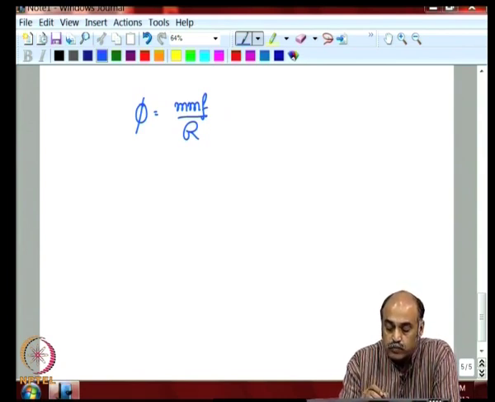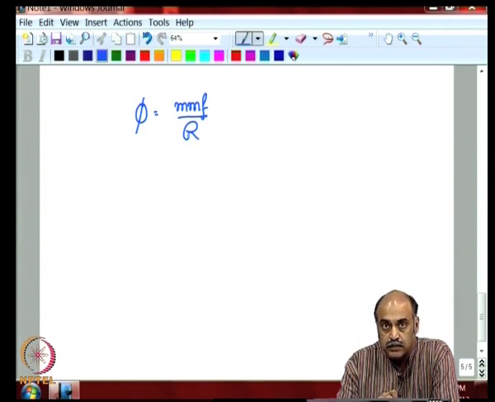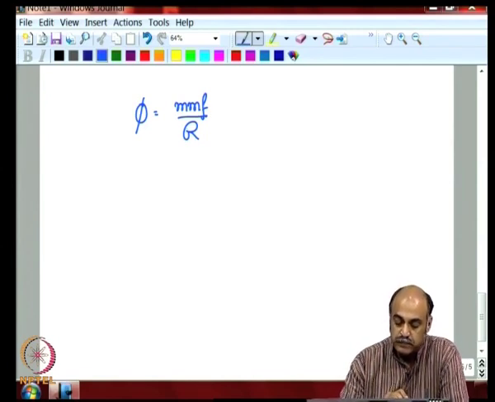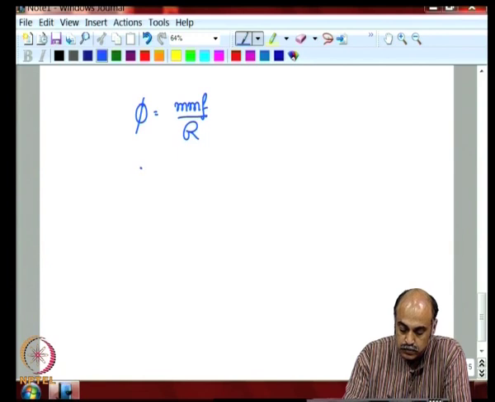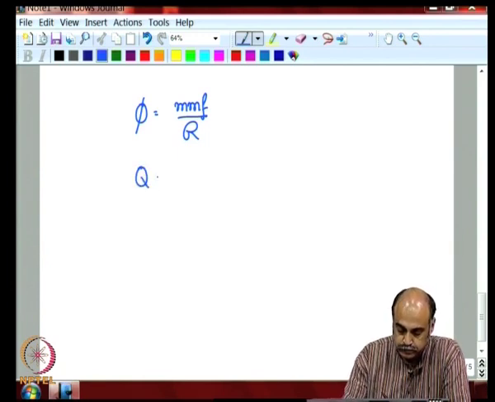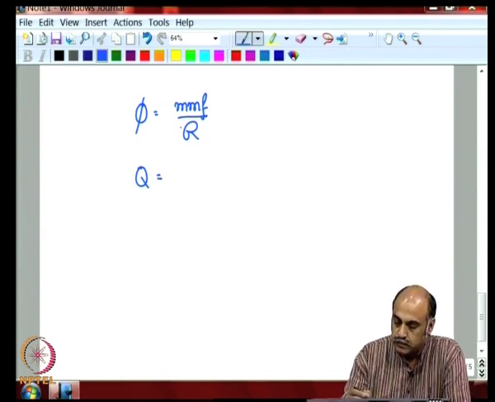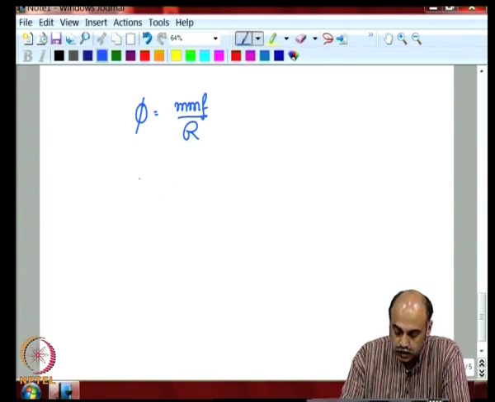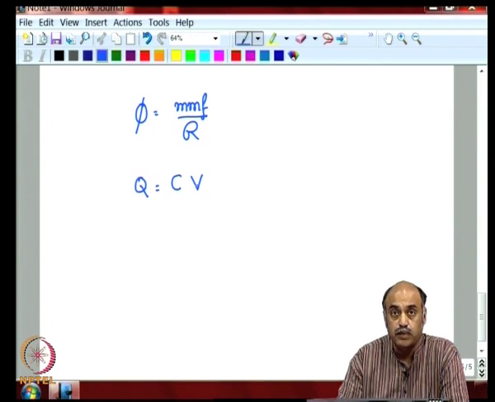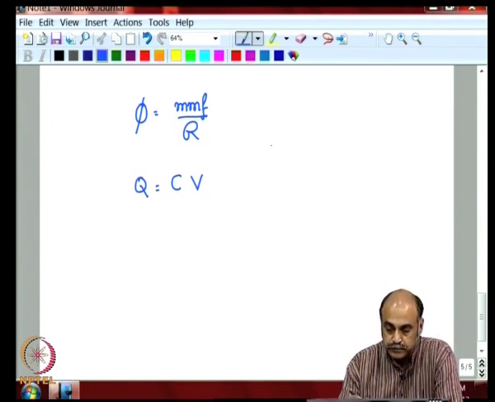However, remember that in Ohm's law, this R is not the dissipative resistance. It is more related to the Q is equal to CV formula rather than I is equal to V by R.